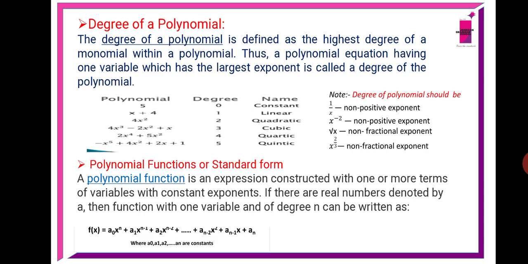Now the polynomial function in standard form. A polynomial function is an expression constructed with one or more terms of variables with constant exponents. If a are real numbers, then a function with one variable and of degree n can be written as a0 x power n plus a1 x power n minus 1 plus a2 x power n minus 2 and so on up to a n minus 1 x plus a n, where a0, a1, a2 are all non-zero constant terms.